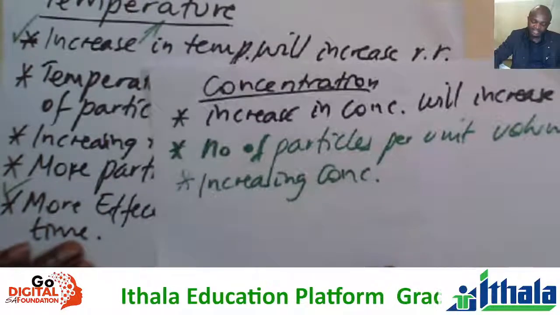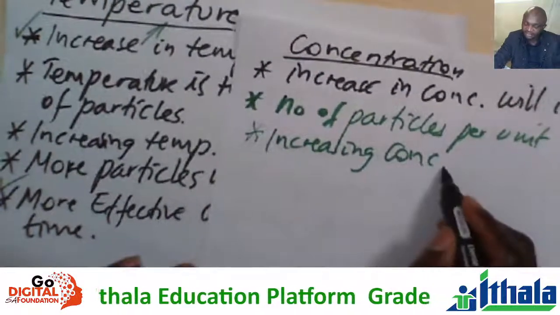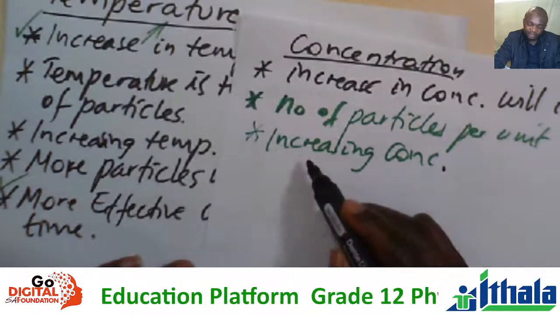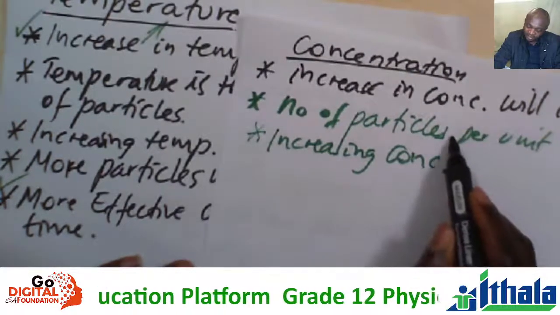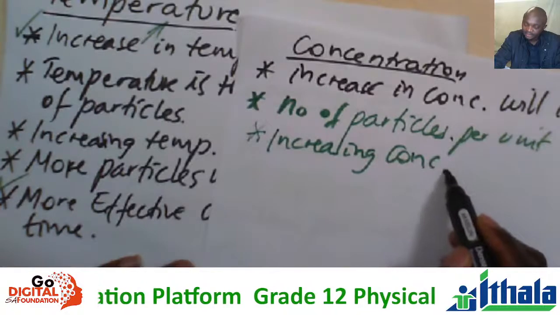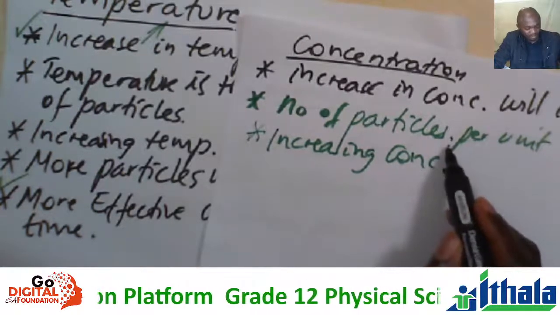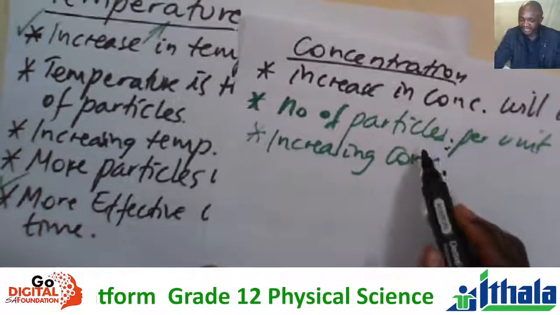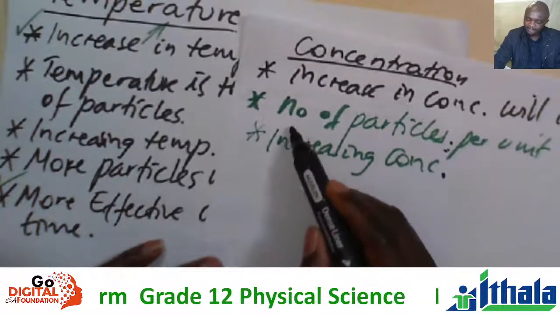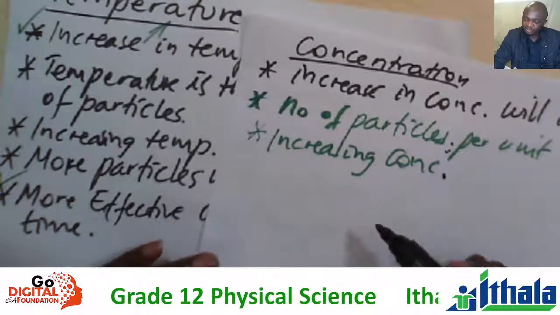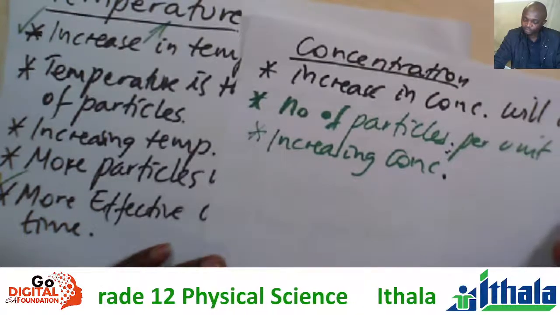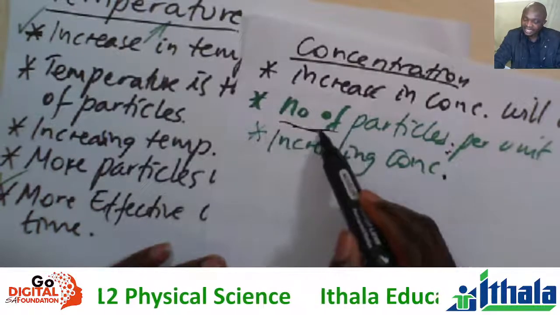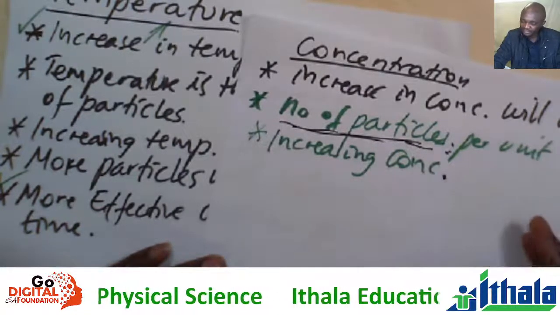So that is the following point. Increasing concentration will increase the number of particles. Point number 3 goes with point number 2, because point number 2 explains this factor. As we say, concentration refers to the number of particles per unit volume. So when we increase concentration, what does it mean? It means we increase the number of particles in that particular volume.